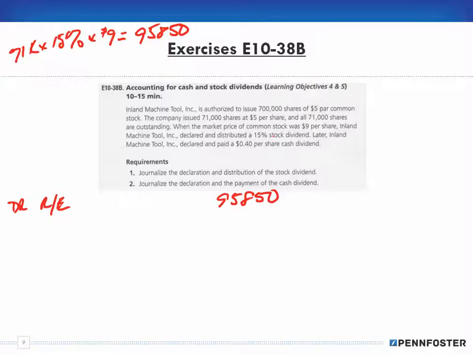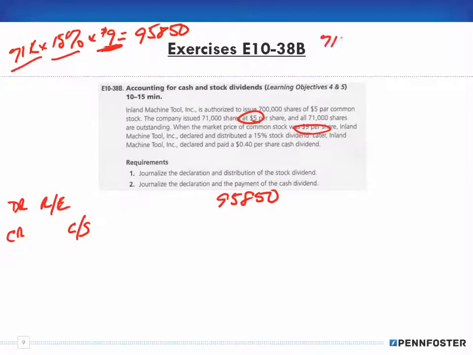So when we're doing the stock dividend, there's 71,000 shares outstanding. They're paying a 15% dividend, but what's the market value? It's $9. It's not $5 per share. And that's what we use in order to determine how much we're going to take out of retained earnings. Because this is a stock dividend, we're not paying it out in cash to the shareholders. We're giving them stock, so we're going to create additional stock.